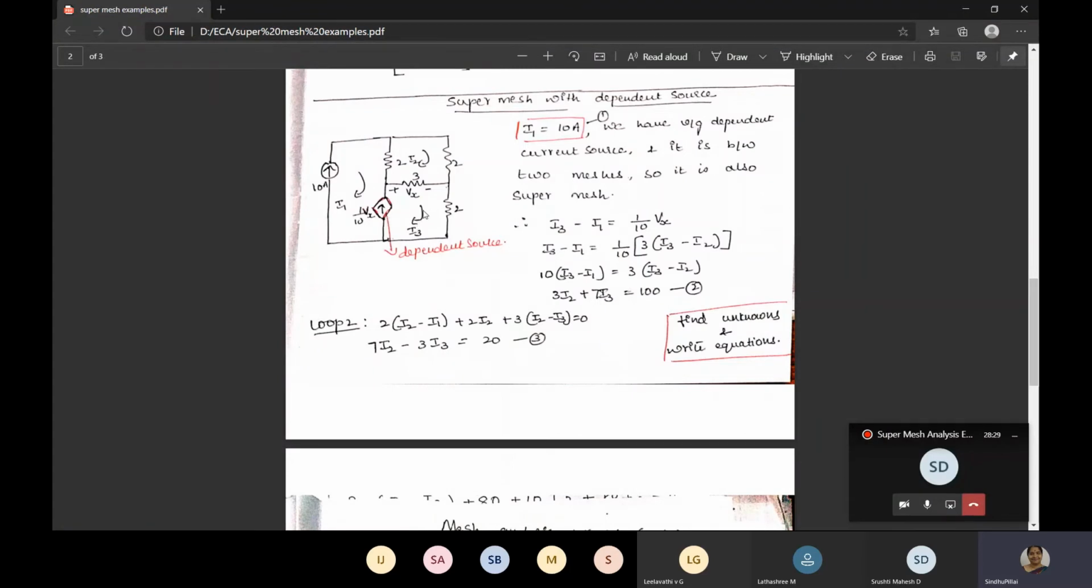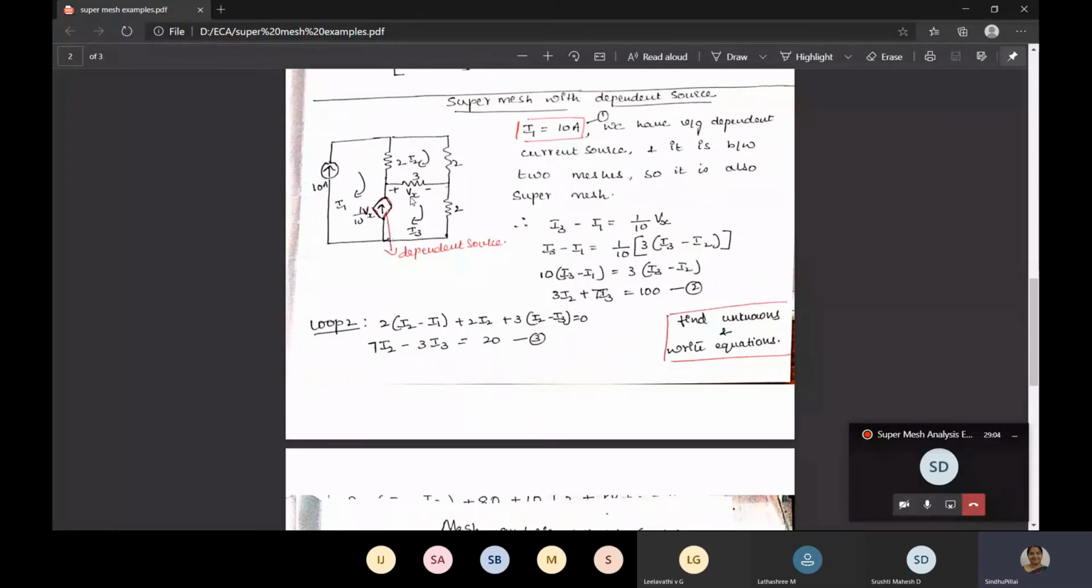So which current should be taken first? Since it is between I1 and I3, and since I3 is in the direction of the current source, you have to write I3 first. So I3 minus I1 is equal to 1 by 10 Vx. So Vx is the voltage. They will show in the network on which voltage it is dependent. It is dependent on the voltage across the 3 ohm resistor. That is important. Okay, across the 3 ohm resistor, what is the voltage? Voltage is nothing but current into resistance.